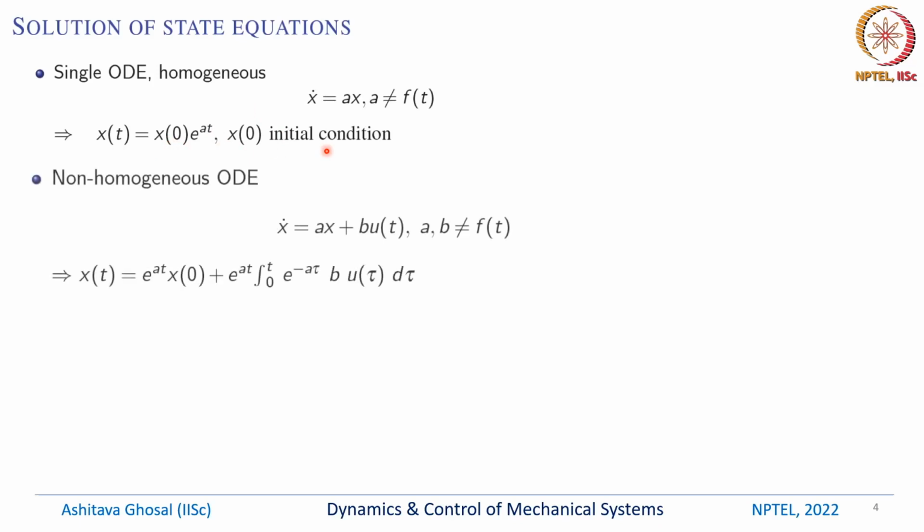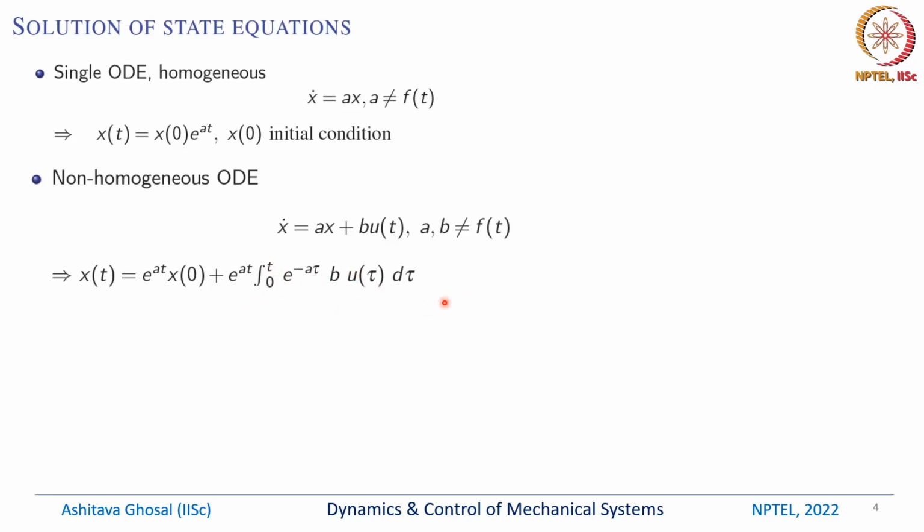If you have a non-homogeneous ODE, meaning that we have x dot is ax plus b u(t), and again a and b are not functions of time, we can solve this single non-homogeneous ODE and write it as x as a function of time is given by e to the power at x of 0, and then we have this term which is e to the power at integral 0 to t e to the power minus a tau b u tau d tau. So tau is a dummy variable which goes from 0 to t.